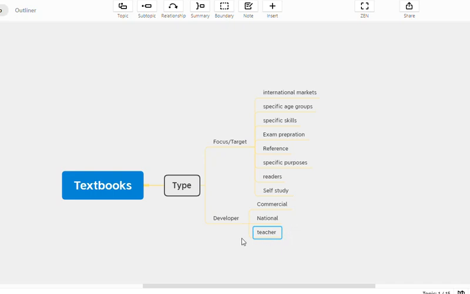You can think about it. Which type of textbooks are used in your classes as learners and as teachers? Are the textbooks commercial? Are the textbooks national? Or are the textbooks teacher-made or teacher-developed? And what are the shortcomings and advantages of each group of the textbooks you have experienced and used?